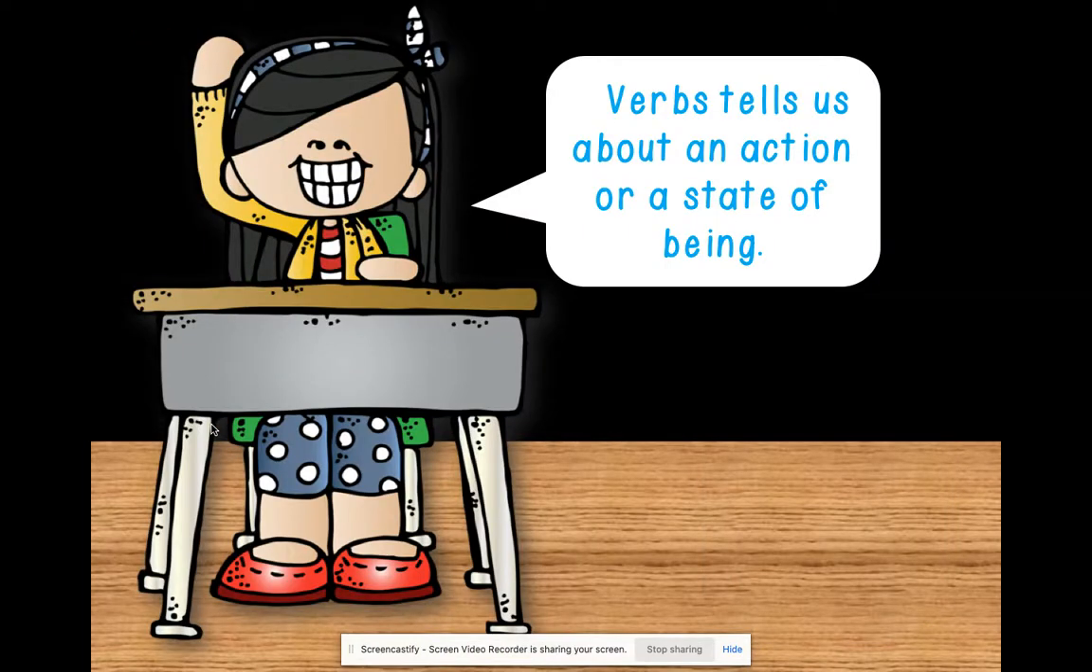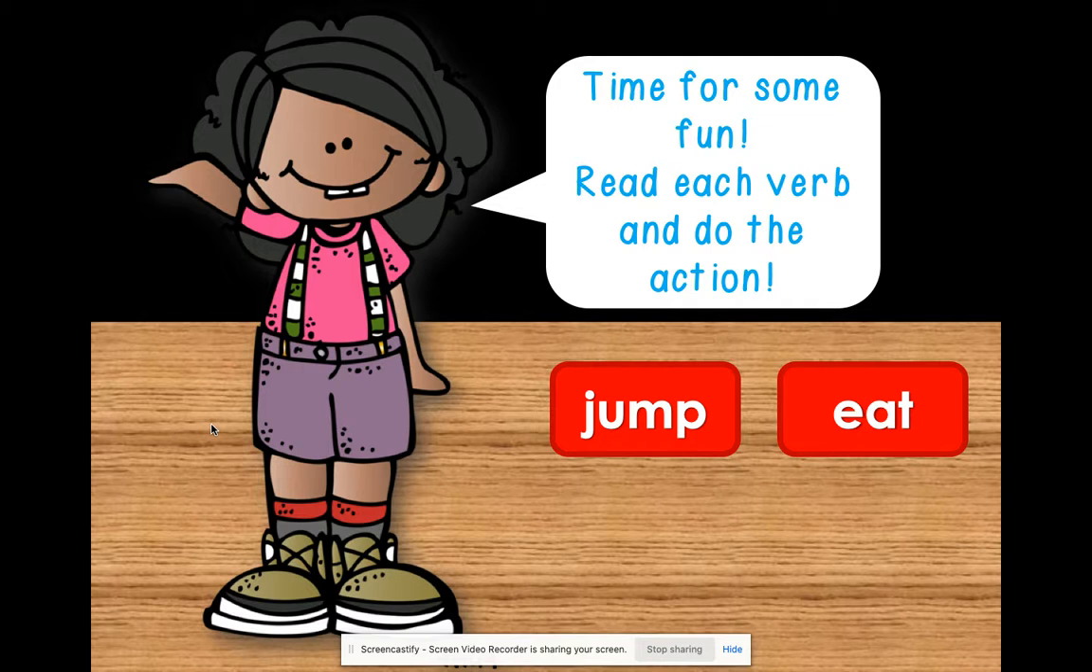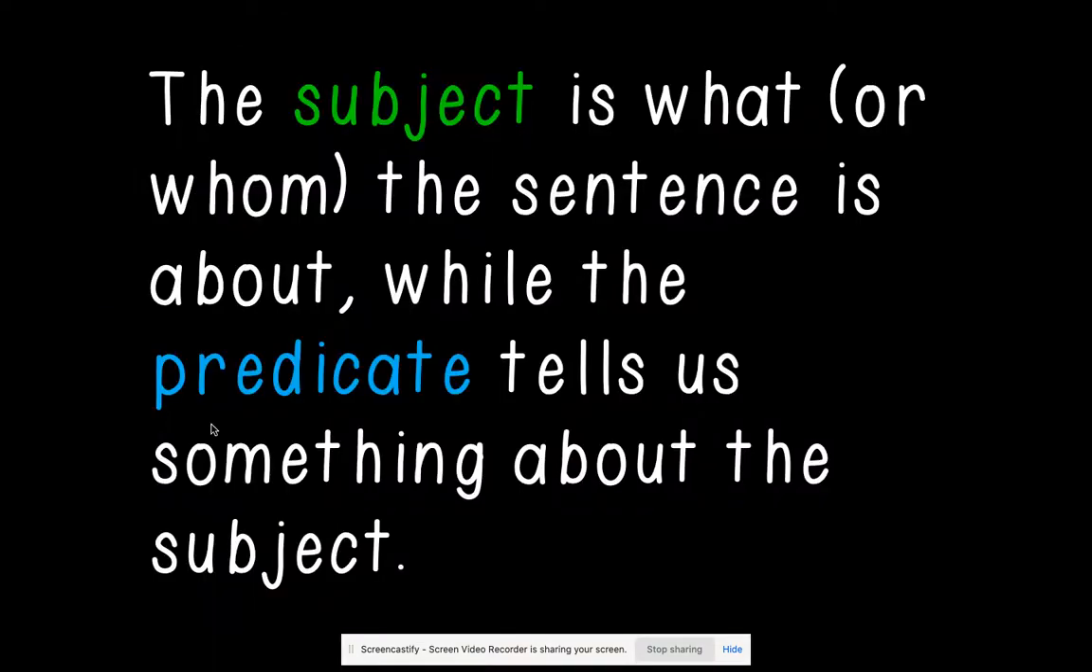Verbs tell us about an action or a state of being. Time for some fun. Read each verb and do the action. Go ahead and do this from home. Read the word and do the action. Jump. Stand up and jump. Eat. Can you pretend to eat? Sleep. Oh, don't do that. You have work to do. Clap. Go ahead and clap. Feels good to move. Now, let's review.